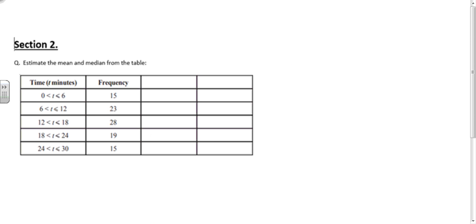Now, the next one. This one is estimate the mean and the median from the table. So estimating the median, all we have to do is find out where the median is.